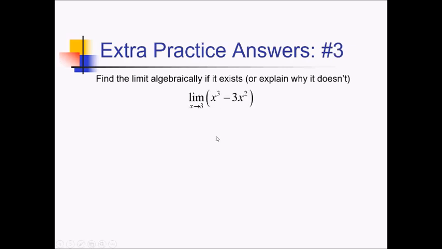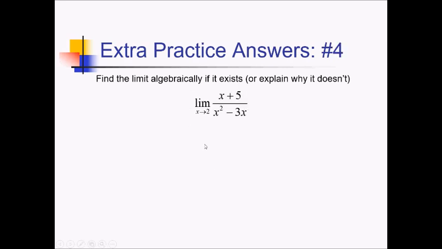On this one, we're trying to find the limit as x approaches 3 of this cubic function. Now, since this is a polynomial, we know the limit and the function value are going to be the same thing because this is continuous. So we're just going to plug 3 in and see what happens. So I've got 3 cubed minus 3 times 3 squared. So 27 minus, well, another 27 comes out to 0.